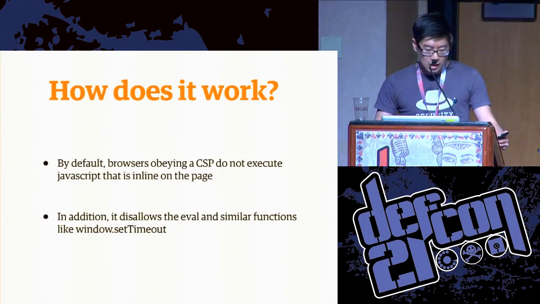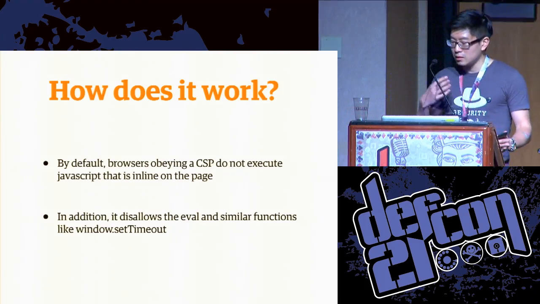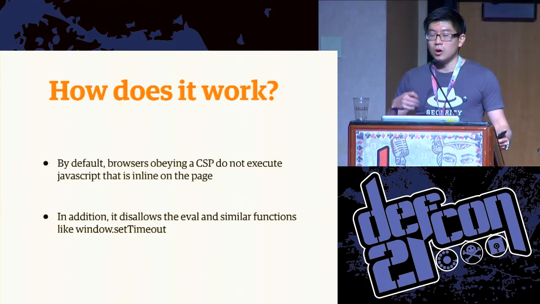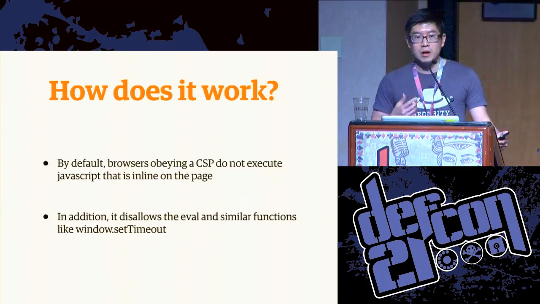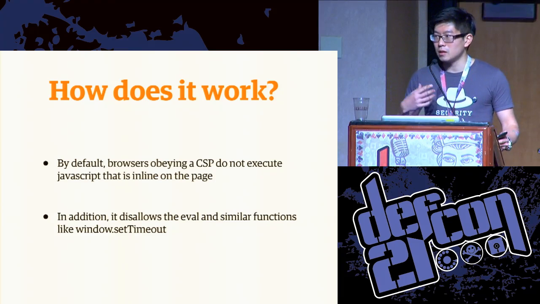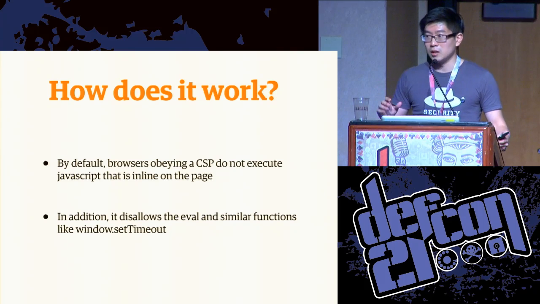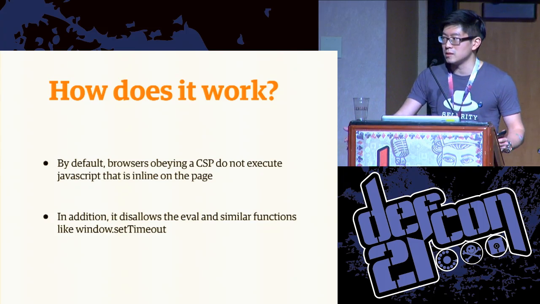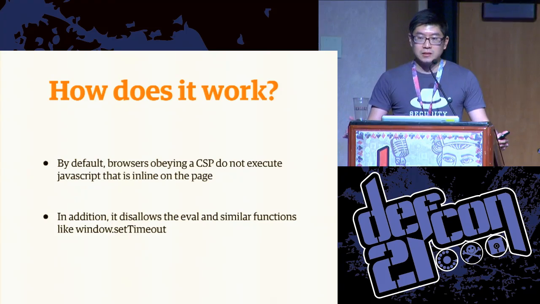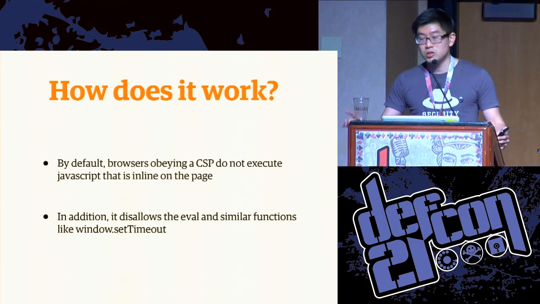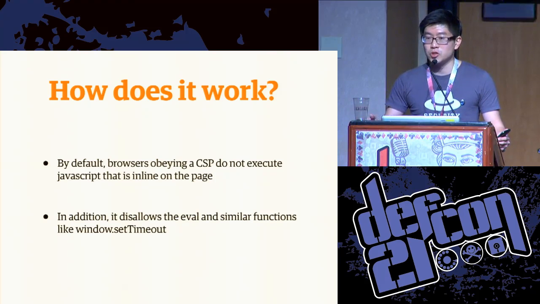Now for more detail, the way that it works is that a browser that is following a content security policy only follows specific directives specified by the policy as elements that it's allowed to render or execute on the page. In particular, the two important things to note are that content security policy by default disallows the use of inline JavaScript on a page, which is a big thing that I will get to later. And in addition, it prevents the use of the eval family of functions in JavaScript.